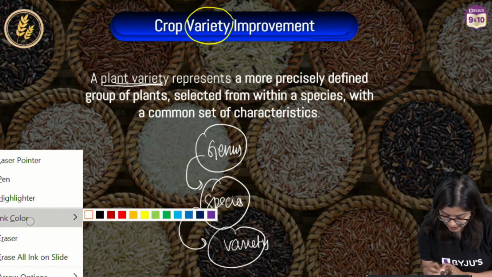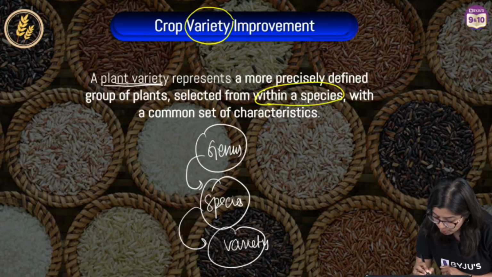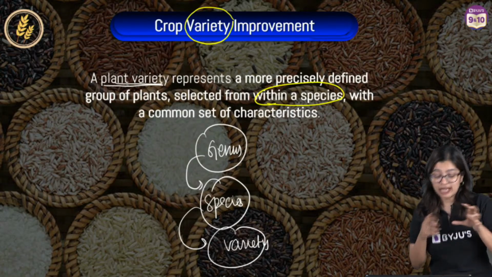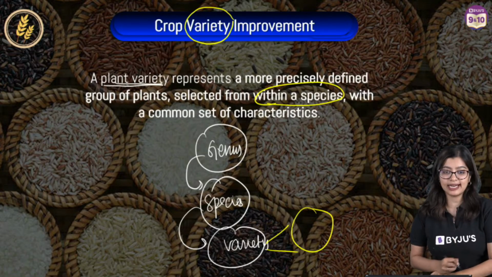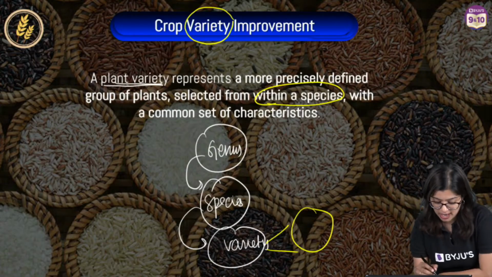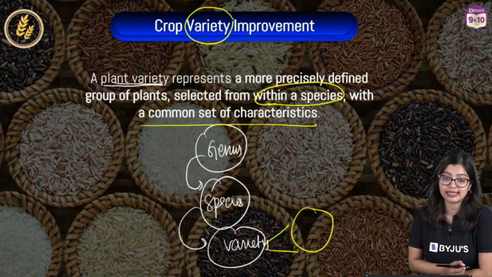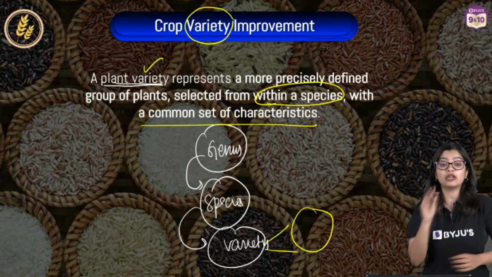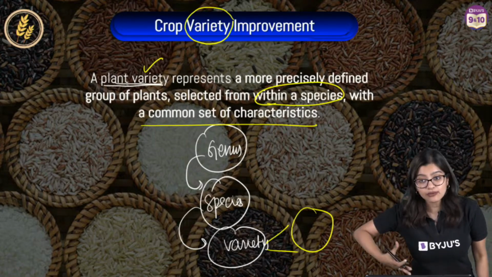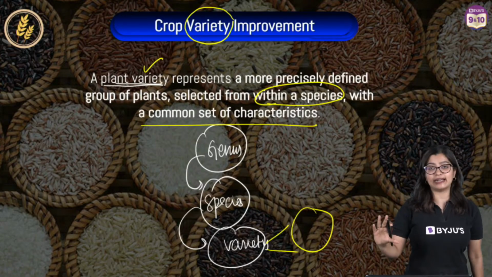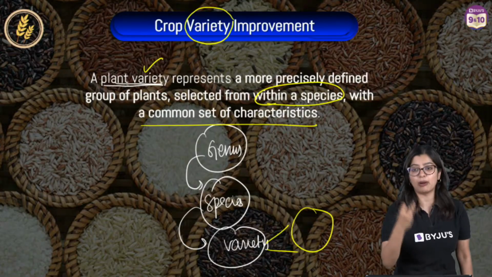So within a group of species, let's assume we have a group of plants that have a common characteristic. We call them a plant variety. Now this forms the basis of understanding the remaining bit that we are about to learn.